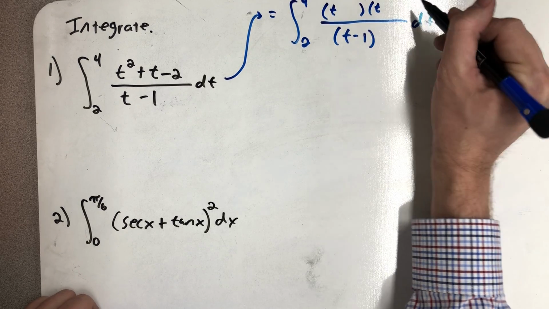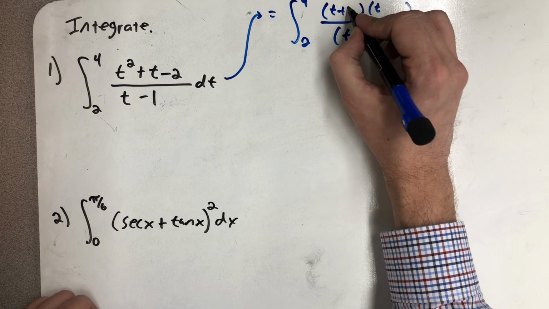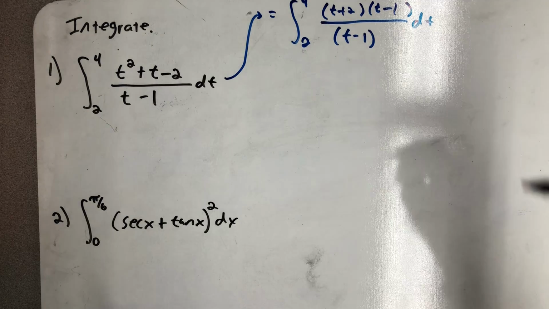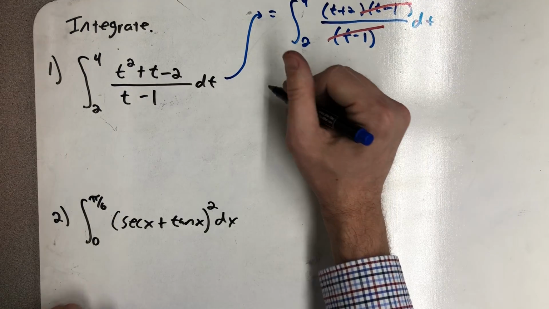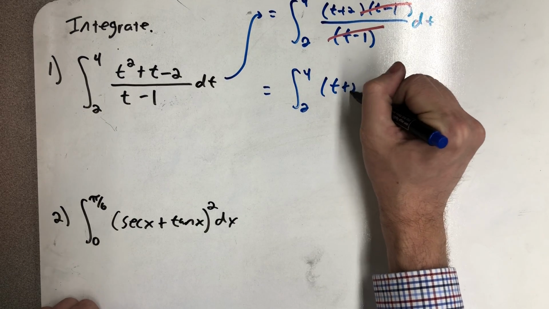Because I think the top of this function factors. In fact, I think it factors into a t plus 2 and a t minus 1. And there's the nice part. Those t minus 1s cancel. And I'm left with an integral from 2 to 4 of just t plus 2.